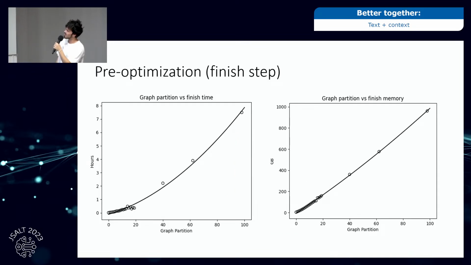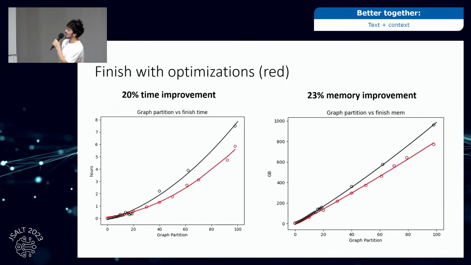And then for the final step in the algorithm, again, you can see the measured data points and the lines of best fit, and again some pretty significant improvements: a 20% time improvement and a 23% memory improvement. There are probably a few reasons why it's not as significant as the Chebyshev step in terms of both improvements. I haven't measured them, so I won't get into that, but we do have some thoughts about why that is.